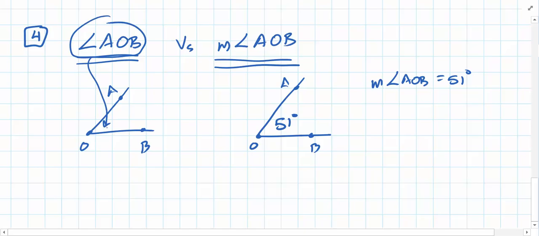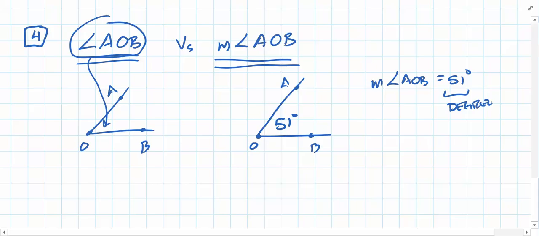If there's no little m in front of it, that means we're just talking about the angle that happens to exist. If there's an m in front of it, we're talking about the measure of that angle. Okay? You know the difference between those two? And we're always talking about degrees. Not a trick question here.